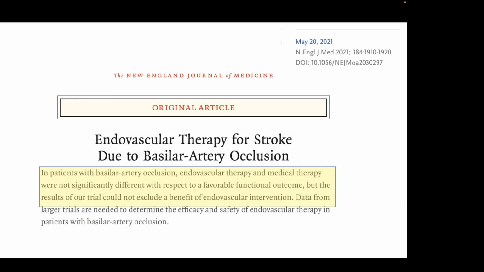And they concluded that endovascular therapy and medical therapy were not significantly different with respect to a favorable functional outcome. But we could not exclude a benefit of endovascular. So unfortunately, after all of these years, we've been dealing with basilar occlusions, and that coexisted in this era of intervention, it's still not entirely clear that the intervention is helpful, in cases that they weren't able to demonstrate it. But the reality is that if you have a patient who's a candidate for endovascular treatment, it is difficult to sit on your hands and not do anything in these cases.